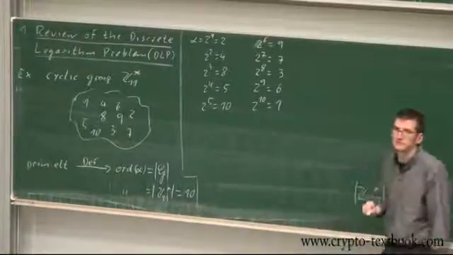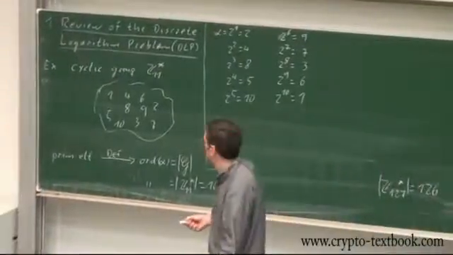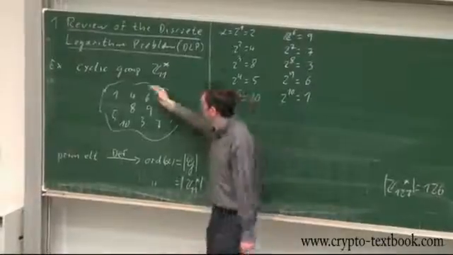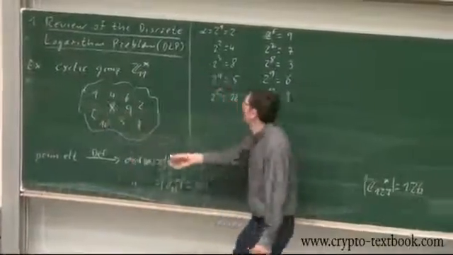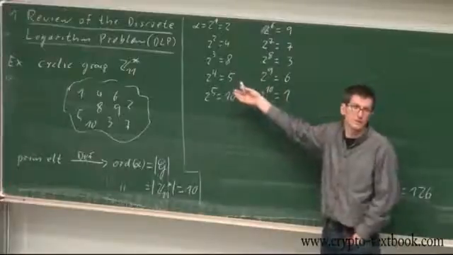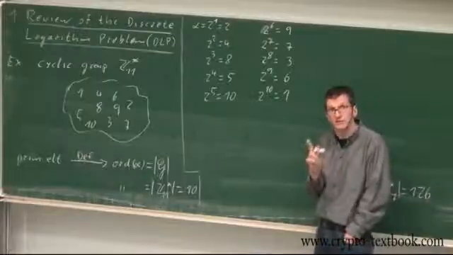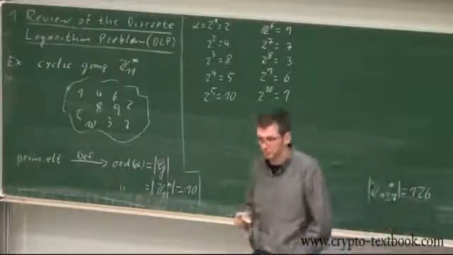Okay? So if you go through the group here, if you look at the group elements, every single element that is in the group is a power of the primitive element, right? This is the only condition we have to fulfill in order to have a cyclic group.